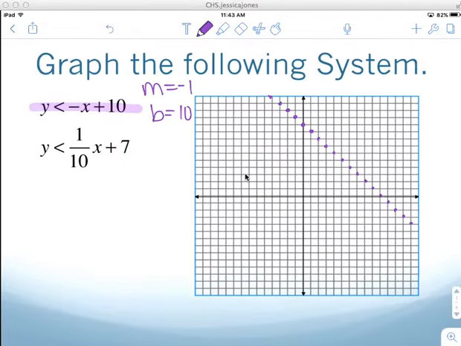Since this is a less than sign, it is going to stay dotted. And I'm going to shade in purple everything below my line, so everything here.